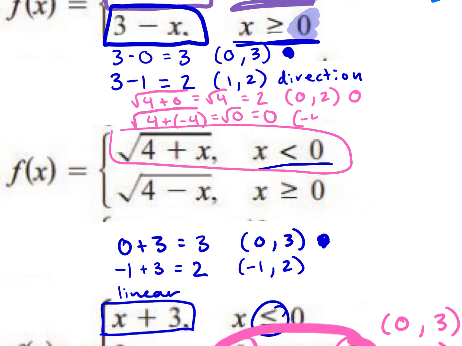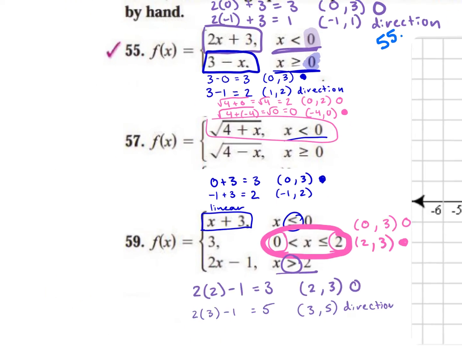So I plugged in negative 4 and got 0. And we said that it can include negative 4 because we can actually take the square root of 0. Yes? But let's say you put in negative 3 and solve it, you'll still get a positive 1. Correct. I'll show you how our graph looks.